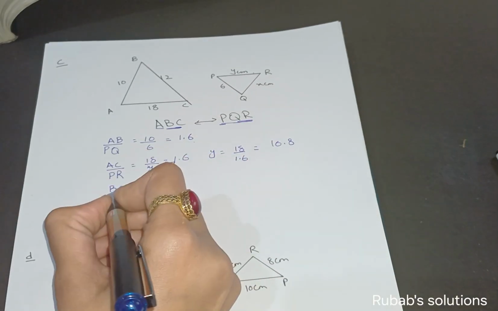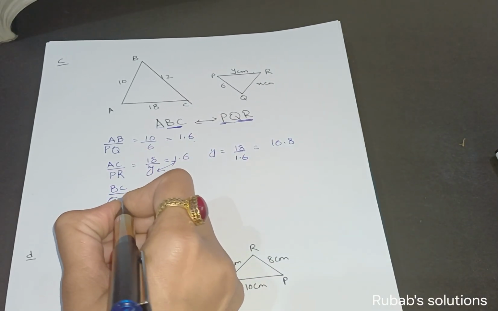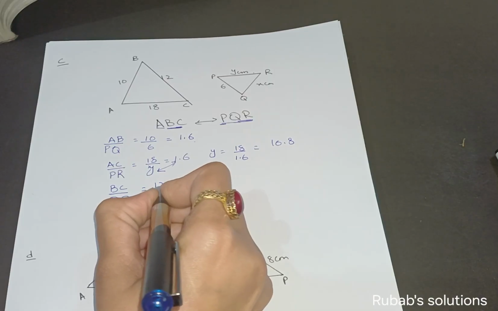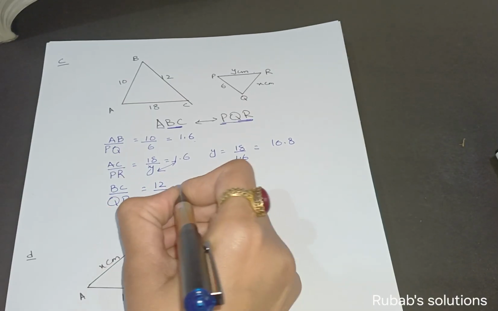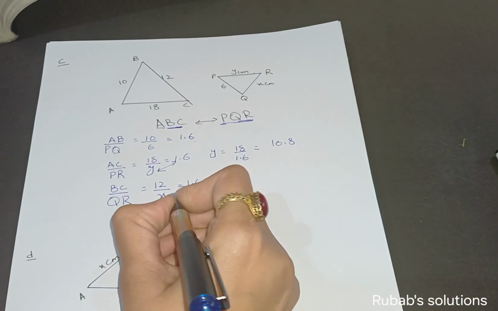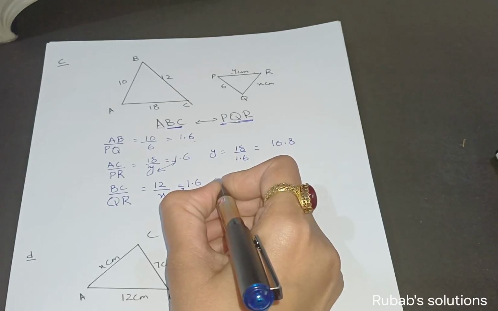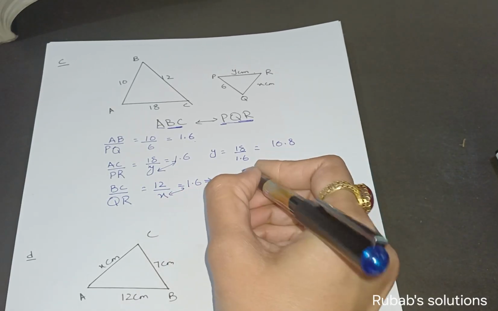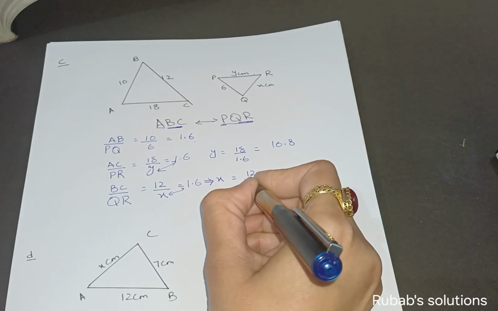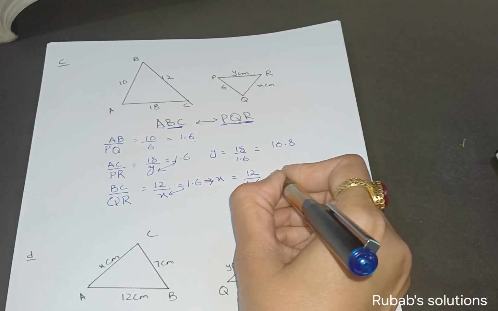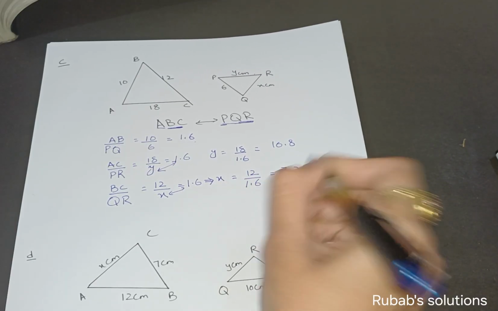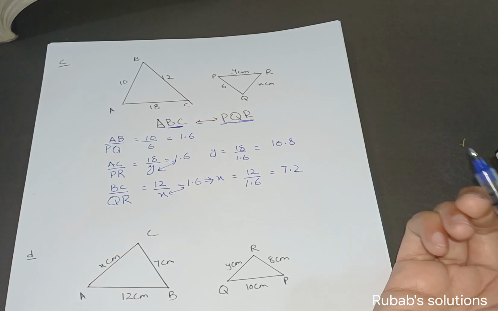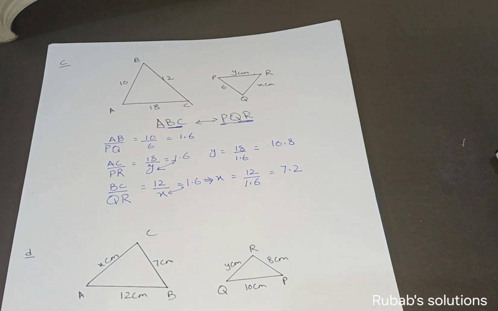Moving towards the next one, that is BC, and on the other side it is QR. BC divided by QR. The value of BC is 12 and the value of QR is X, and it should be equal to the common ratio. Cross multiplication, that means X will be equal to 12 divided by 1.6, and the answer is 7.2. So this part is done. Moving towards the next part.